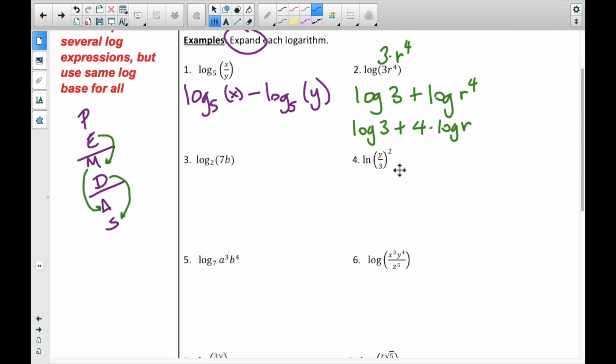All right, let's look at number 4. Look at the difference between number 4 and number 2. Do you notice how on number 2, that 4th power was only on the r? But on number 4, that 2nd power is actually on both the y and the 3 because of those parentheses. So if we wanted to rewrite this as the natural log of y squared over 9, we could do that.